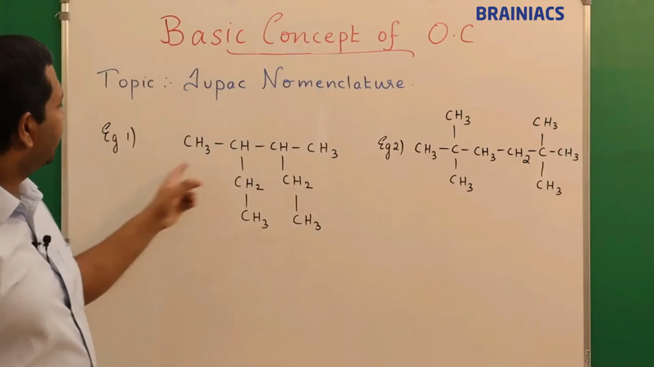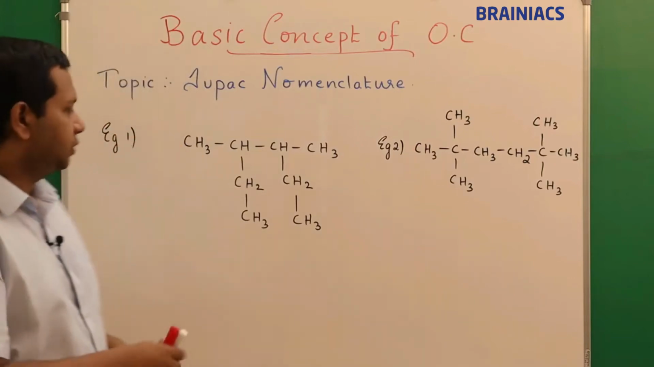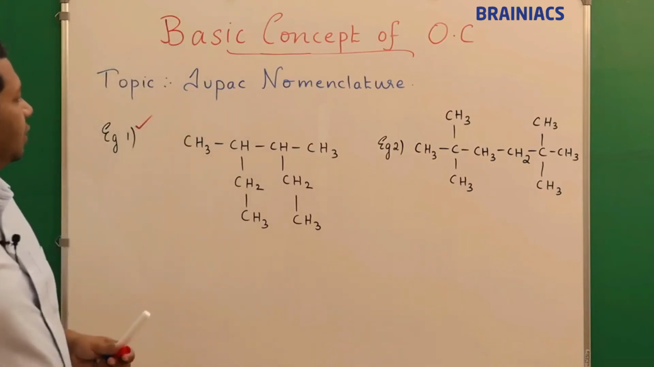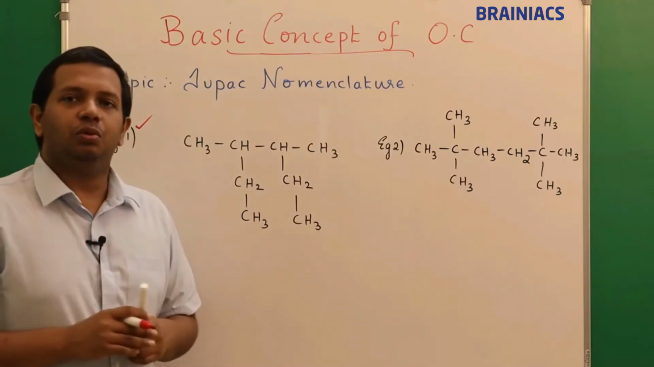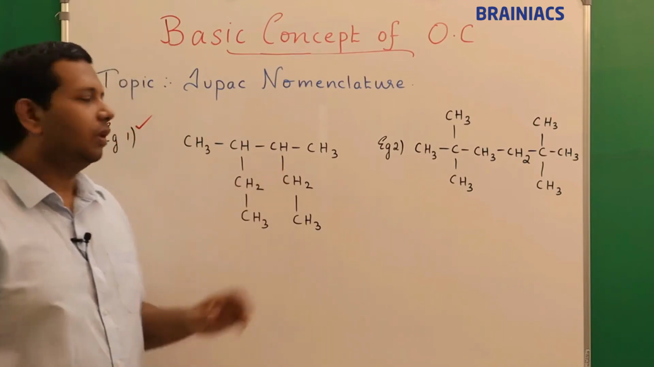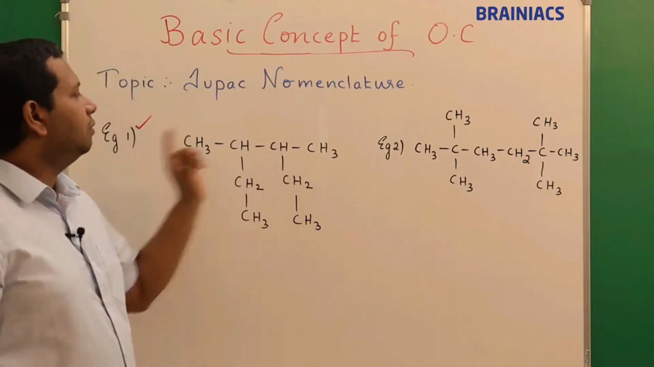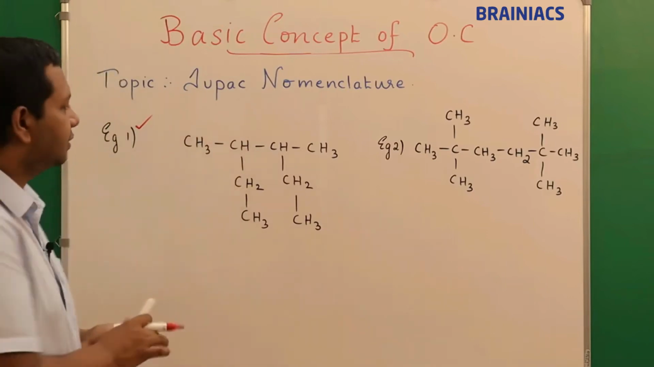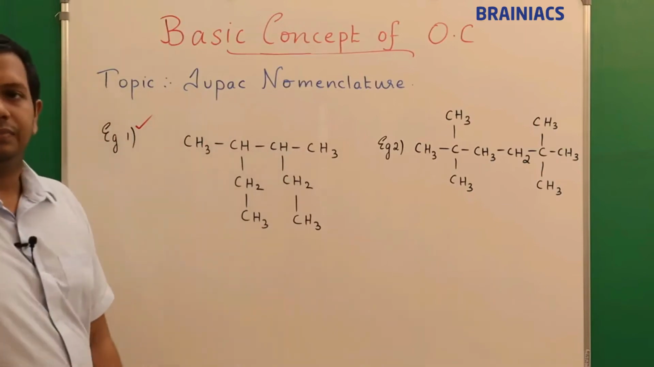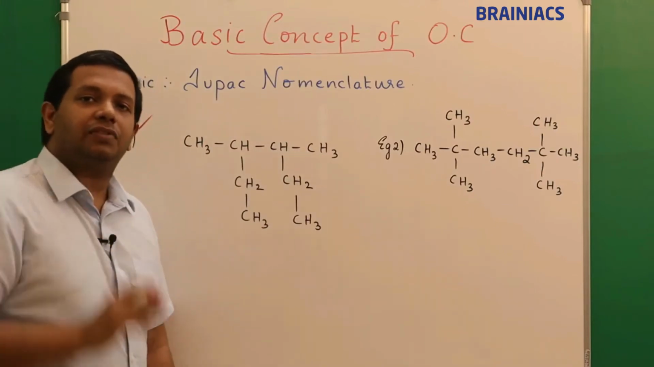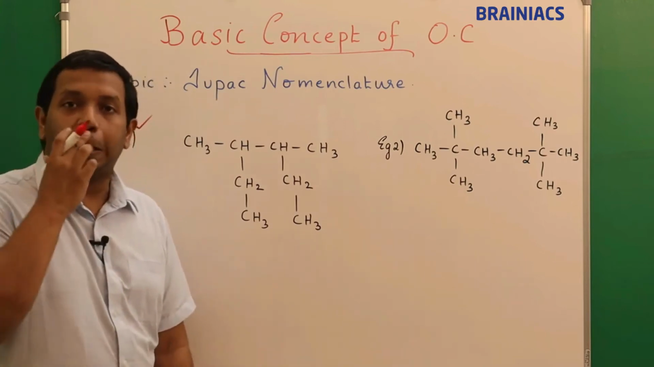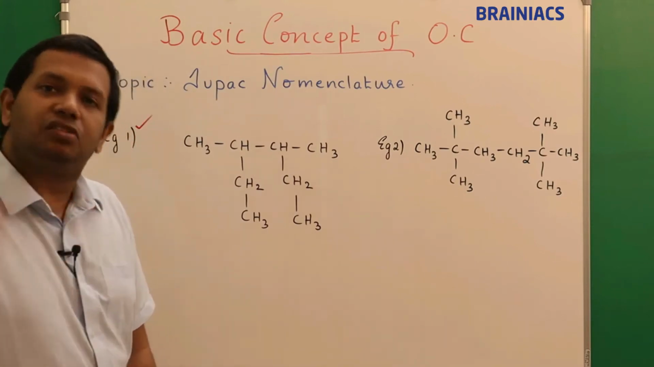See example 1 here. I am just starting with example 1, so I will put a tick here. What are the things you should do? As steps, whenever you see a naming question, the first thing to analyze is whether a functional group is present. I could analyze that there are no functional groups present. That means the secondary suffix is not there.